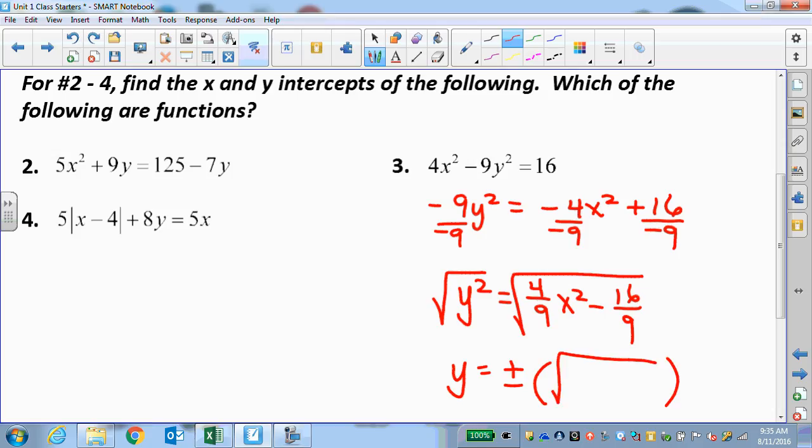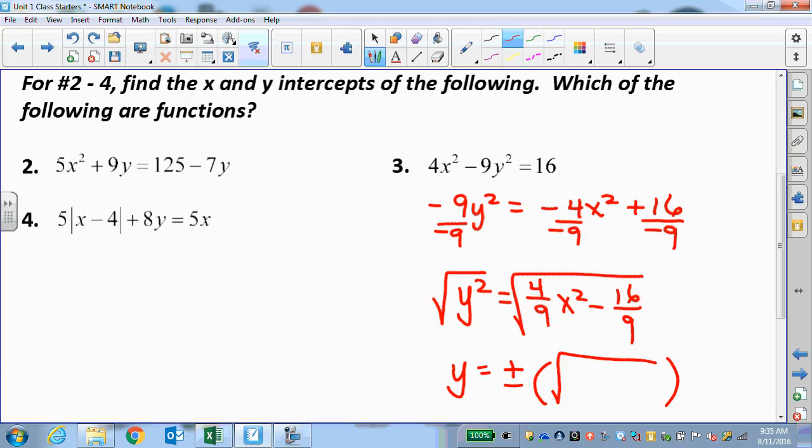Y is not by itself, even though it looks like it, because y equals a positive blah, blah, blah, and y equals a negative blah, blah, blah. It's equal to two different things, not one expression. If I were going to put this in my calculator, I'd have to put the positive square root of whatever in y1, and the negative square root in y2, so I'm going to have two different graphs showing. And it's going to end up not being a function.